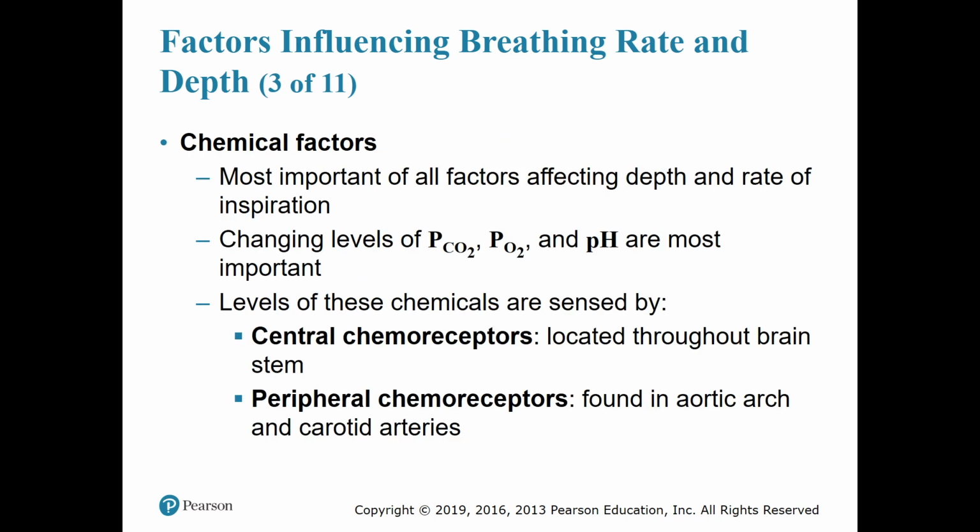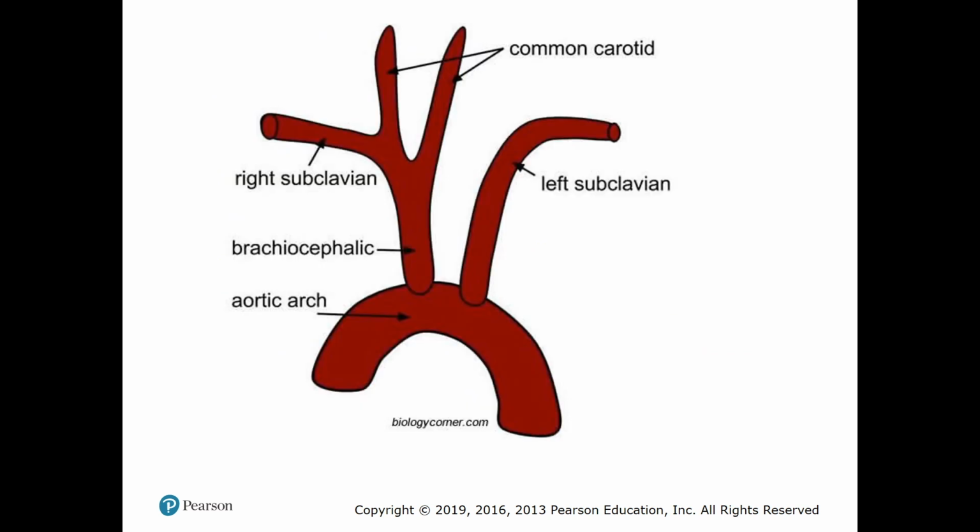Chemical factors are the most important of all factors affecting depth and rate of inspiration. So these could be changing levels of the partial pressure of CO2, oxygen, and pH, which are the most important. Levels of these chemicals are sensed by central chemoreceptors that are located throughout the brainstem and peripheral chemoreceptors that are found in the aortic arch and carotid arteries. Just to remind you where the aortic arch is and the common carotid artery, these vessels come out from the heart.